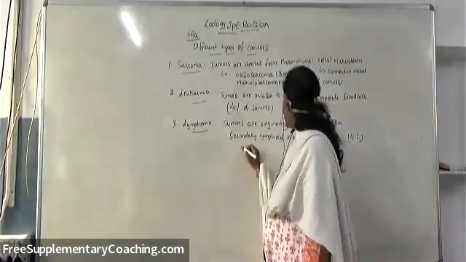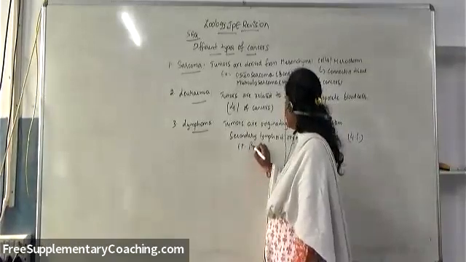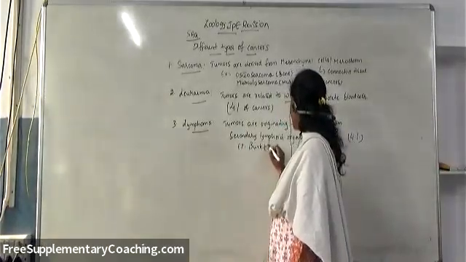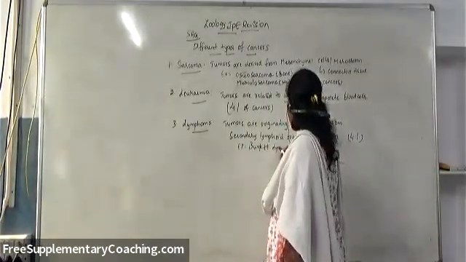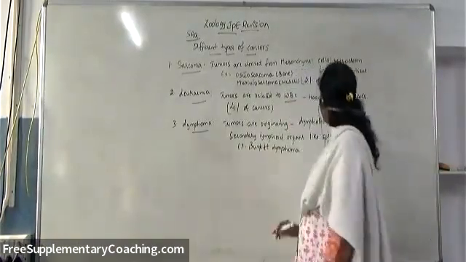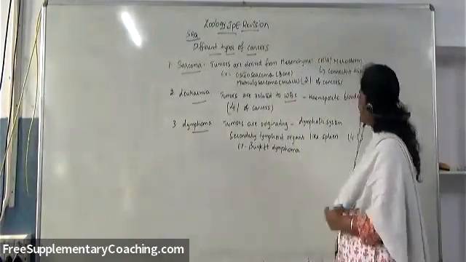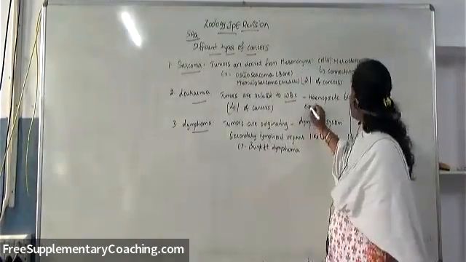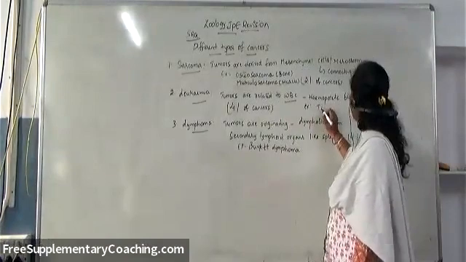So example for this is Burkitt lymphoma. And an example for leukemia is acute T-cell leukemia.